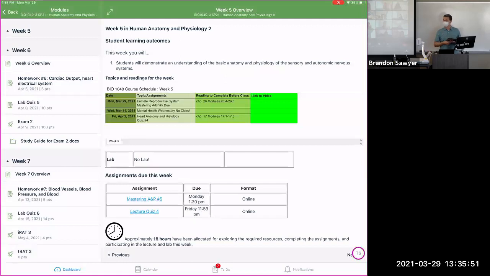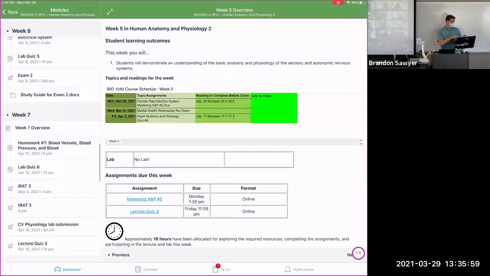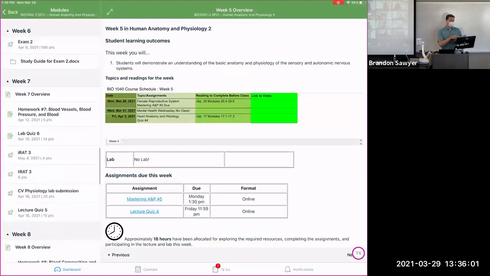Okay, and there are study guides posted for all the exams now in the modules, right underneath where you'll see the exam. You can see it right there under week 6 study guide for exam 2. So you'll see that all the way up through the final as well.